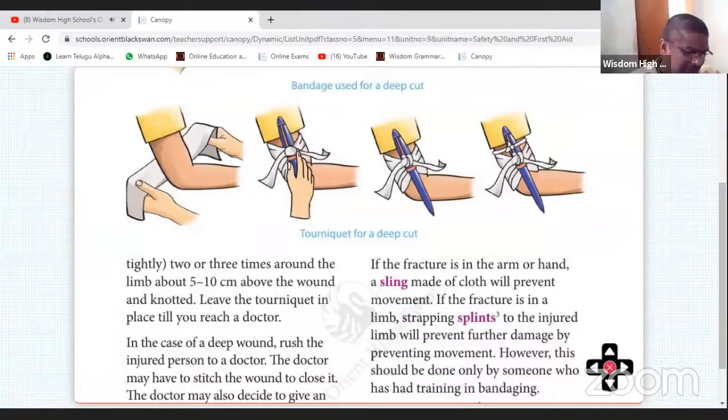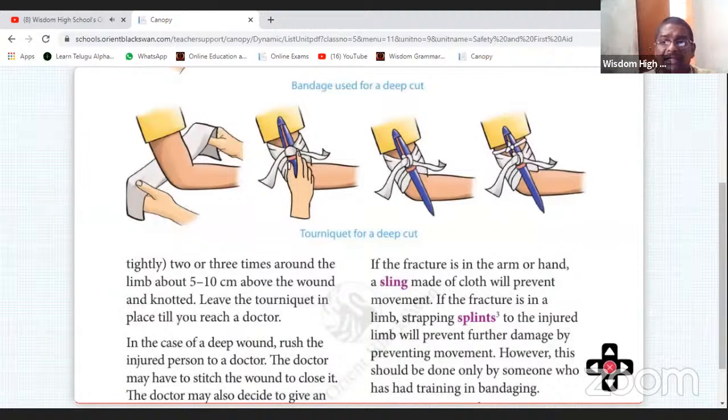Dear children, concentrate here. So you have to apply a tourniquet. A tourniquet is used to cut off the flow of blood from the heart to the wound. If blood bleeds continuously, the percentage of blood in the human body decreases, which is a dangerous position. So we should control the bleeding as soon as possible. That's why the tourniquet method is there. A tourniquet is used to cut off the flow of blood from the heart to the wound.